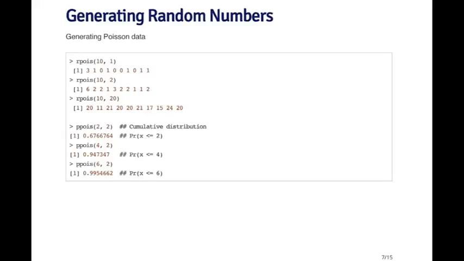I could also evaluate the cumulative distribution function for the Poisson distribution. So here in this first example, I want to know what is the probability that a Poisson random variable is less than or equal to 2 if the rate is 2. And this is the probability, it's 0.67 roughly. If I want to know what's the probability that a Poisson random variable with rate 2 is less than or equal to 4, you can see the probability is getting bigger. And here I can see the probability that a Poisson random variable is less than or equal to 6, and it's very close to 1. So the cumulative distribution allows you to evaluate these probabilities.